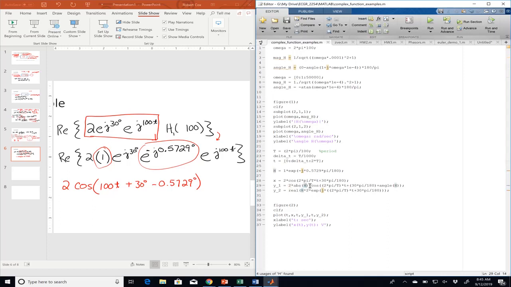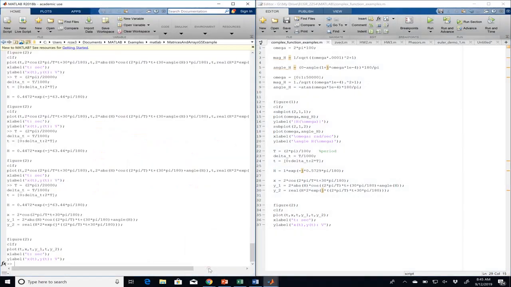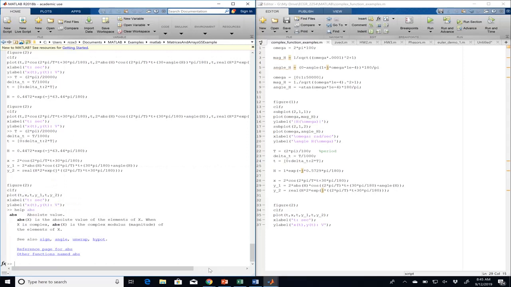Now notice the way I've written this here. I said abs of h. Abs is the magnitude, and I can check that real quick. So let's type help abs in my command window. So abs is the absolute value of the elements of x. When x is complex, abs of x is the complex modulus or magnitude of the elements of x. So what I've done by taking the absolute value of h is I'm going to get the magnitude.